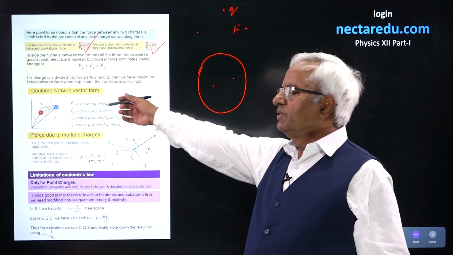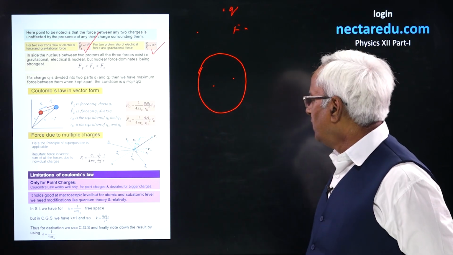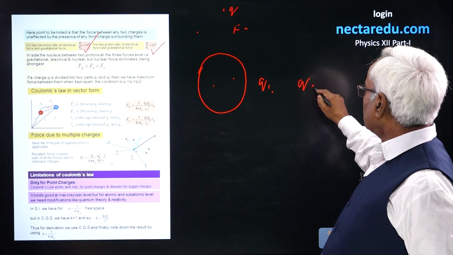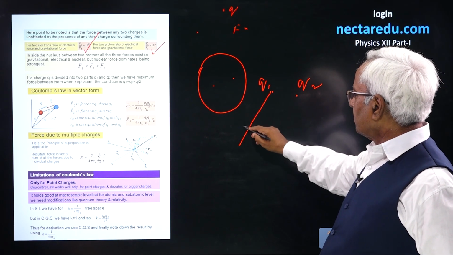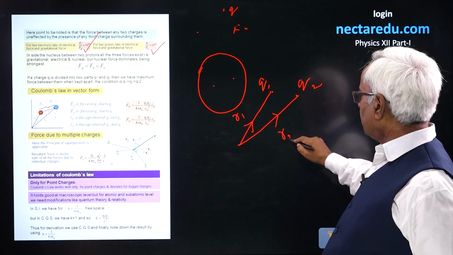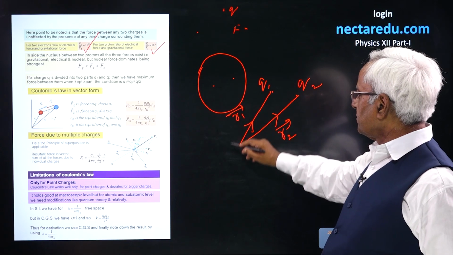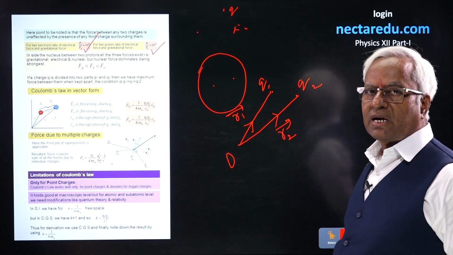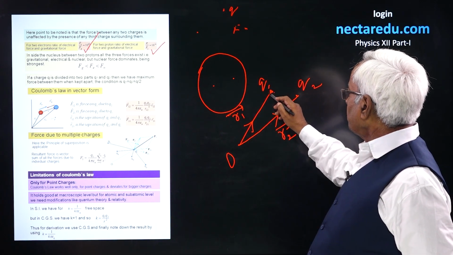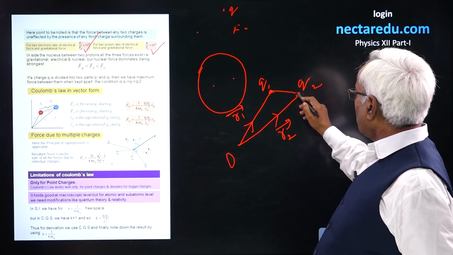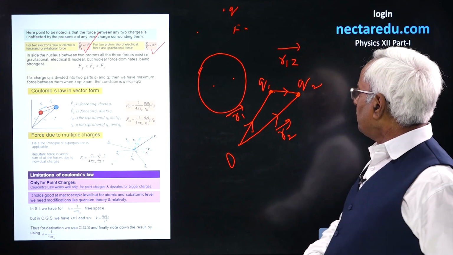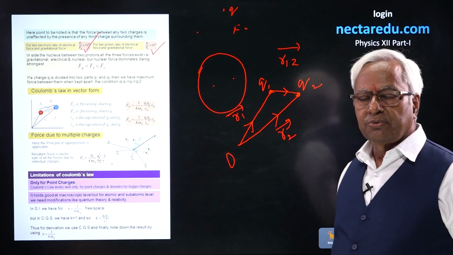Then comes the vector form of Coulomb's law. There are two charges Q1 and Q2, and suppose they have position vectors R1 and R2. You are already aware that position vector means the vector starting from the origin going to the charges separately. From Q1 to Q2, you might draw another vector. This will be called R12, the vector from 1 to 2.